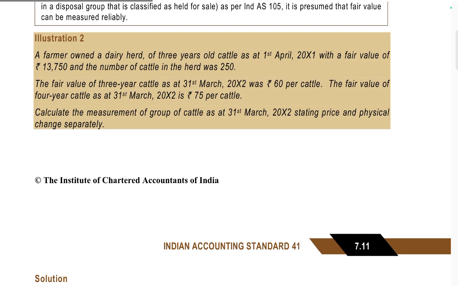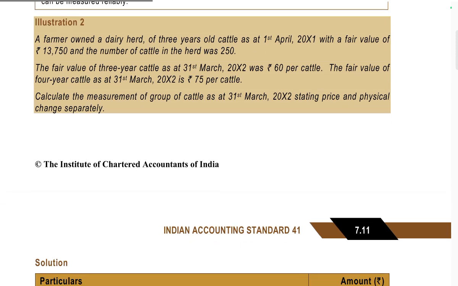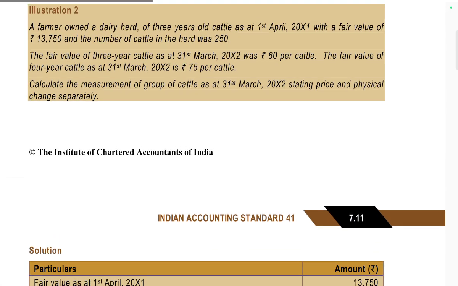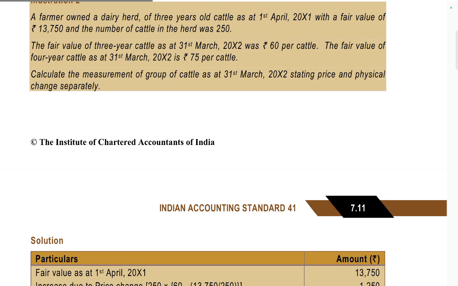Illustration: a farmer owns dairy cattle that are three years old. The fair value is 13,550 and the number of cattle is 250. The fair value of three-year-old cattle on 31st March is 60 per cattle. The fair value of four-year-old cattle is 100. Calculate the measure of the group.